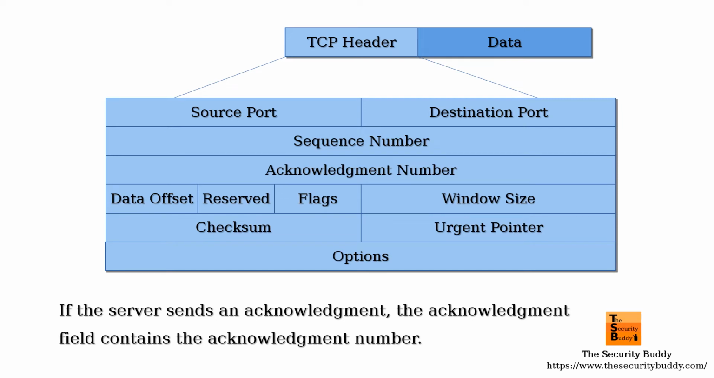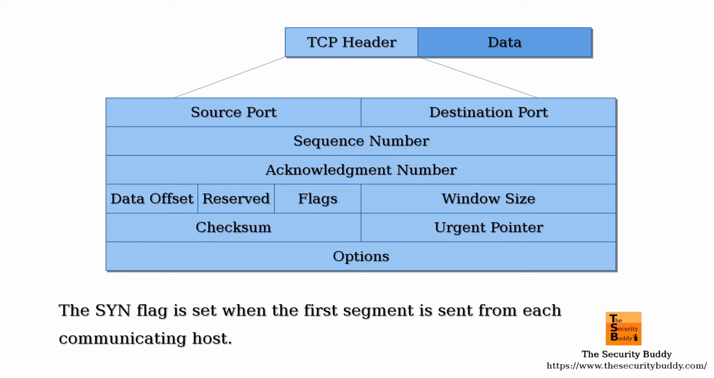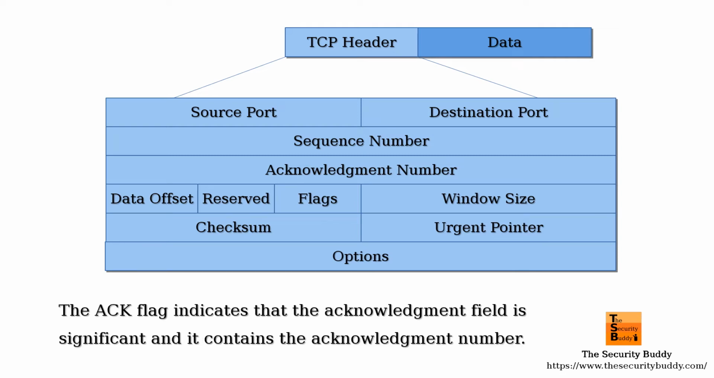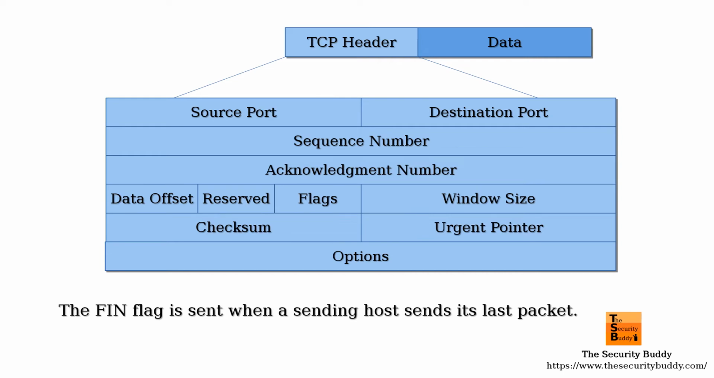Out of these flags, the SYN flag is set when the first segment is sent from each communicating host. The ACK flag indicates that the acknowledgement field is significant and it contains the acknowledgement number. And the FIN flag is sent when a sending host sends its last packet. So, how does the TCP handshake work?